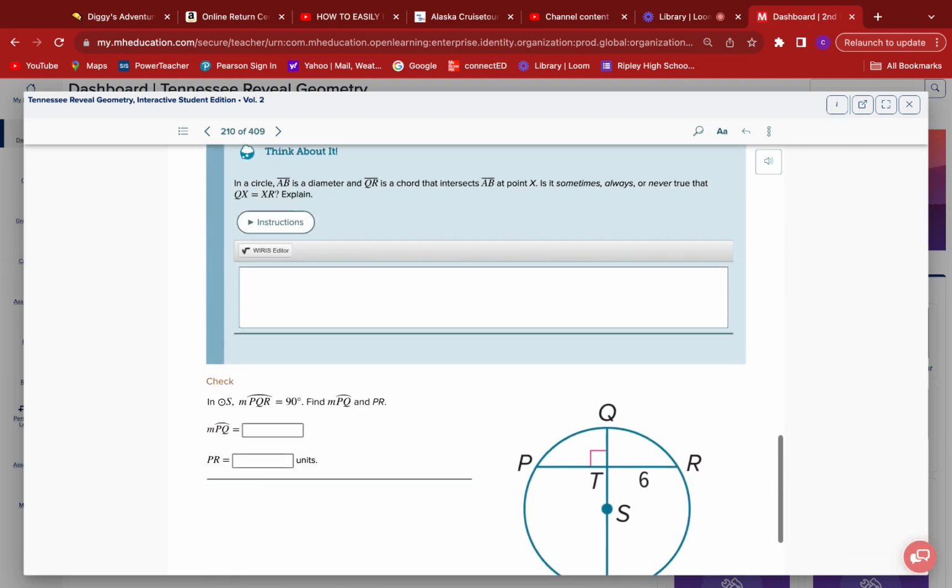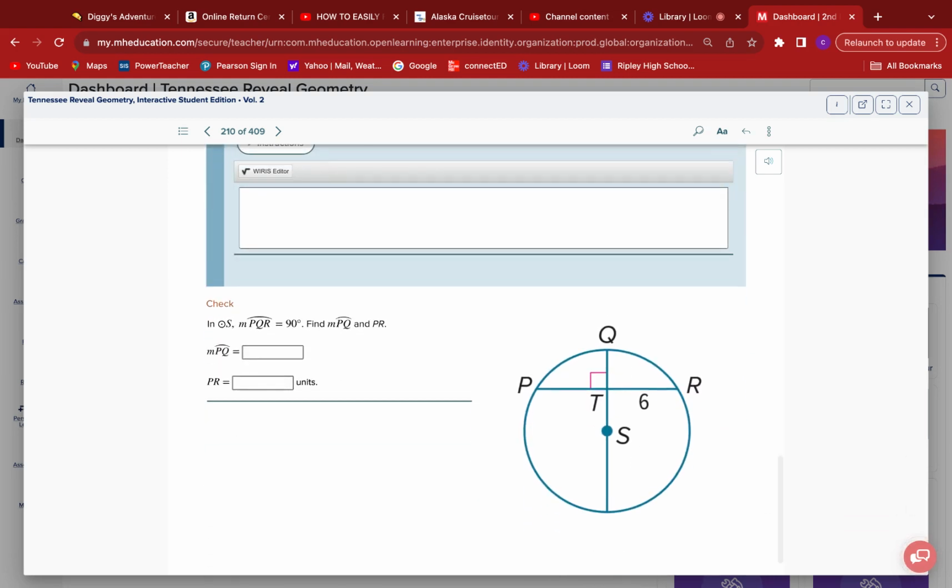All right, we got a check right below that on page 589. It says PQR is 90. Well, 90 divided by 2 is 45, so PQ is going to be 45 degrees. Now it says from T to R is 6, and they want us to find PR. Well, if T to R is 6, that means T to P is 6. 6 on the right plus 6 on the left is 12 units. And there's your check.